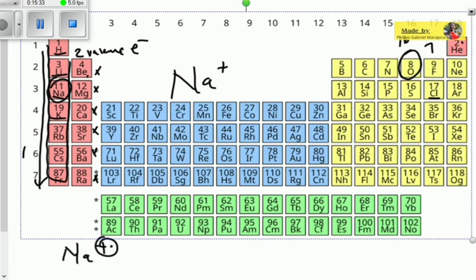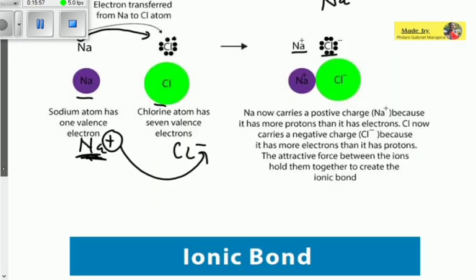It means it now has more protons than electrons. Remember that the number of protons and electrons are equal. Therefore, when it loses an electron, the protons will be more than the electrons because it only lost an electron. Therefore, this will become the ionic charge for the sodium atom. So this is how the ions are transferred.